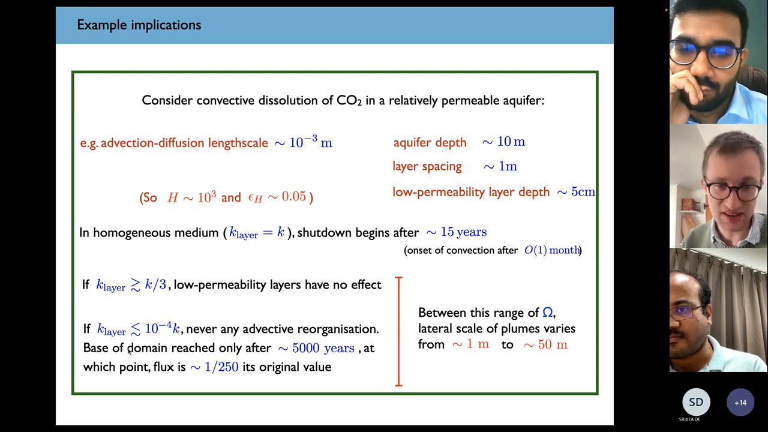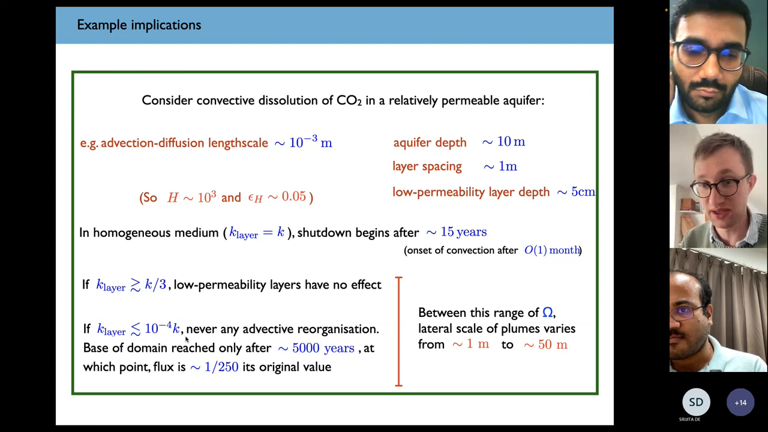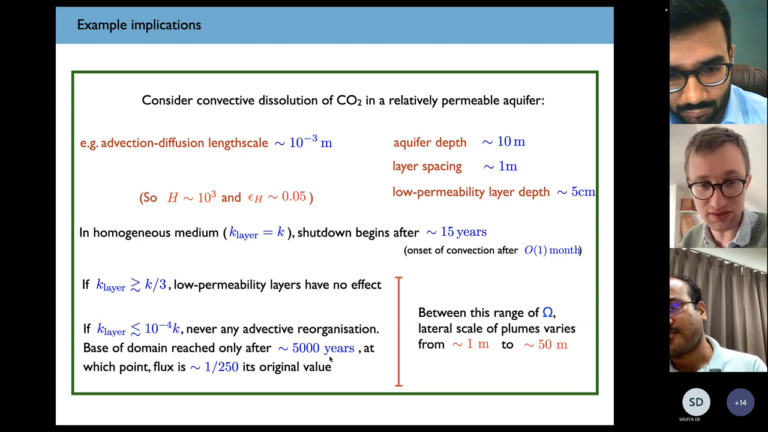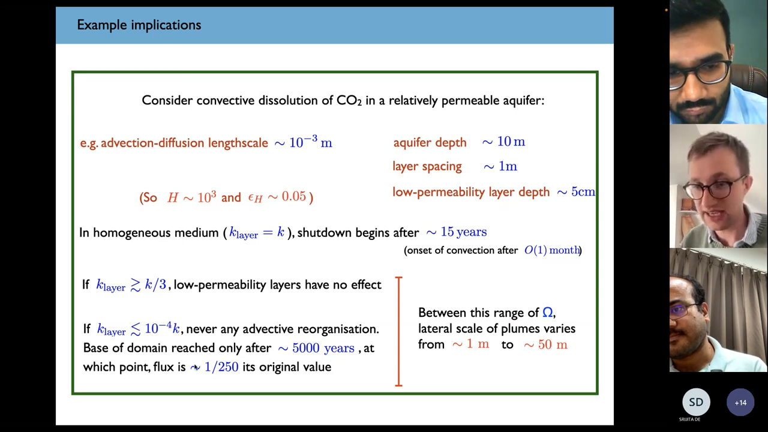But if they're 10 to the minus 4 times less permeable, which is perfectly plausible, permeability can vary by many orders of magnitude, they have an enormous impact. And you find that actually the bottom of the domain is only reached after 5,000 years as opposed to 15 years. And the flux decays enormously.